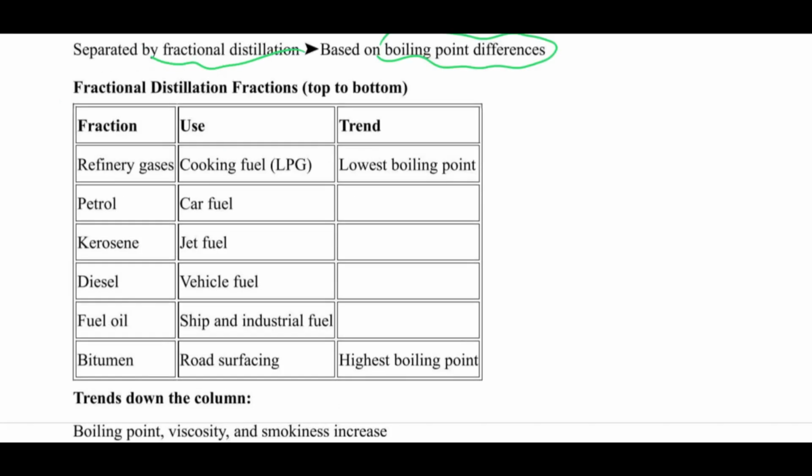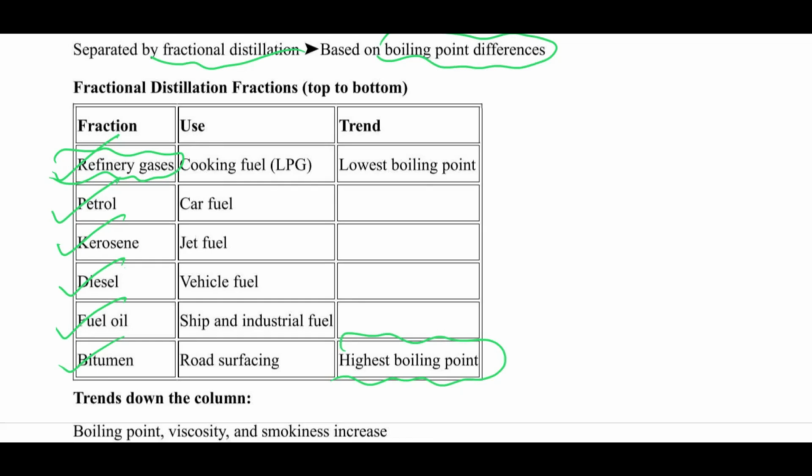Through fractional distillation, you have to remember what fractions you are going to get when you do the fractional distillation of petroleum. These are some of the fractions: refinery gas, petrol, kerosene, diesel, fuel oil, and bitumen. The lowest boiling point is for refinery gas because they are the smallest hydrocarbons. Smaller hydrocarbons means they have fewer carbon atoms. If the carbon number is less, then of course they have the lowest boiling point. But if the carbon number increases, the boiling point will be the highest. That's why bitumen has the highest boiling point.